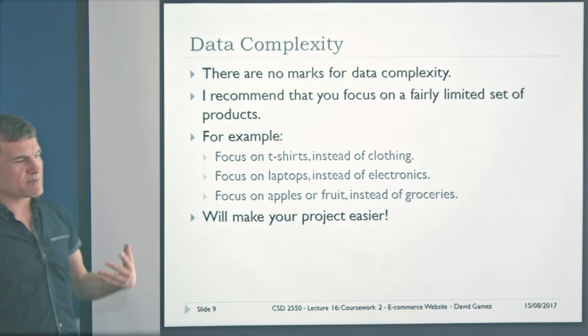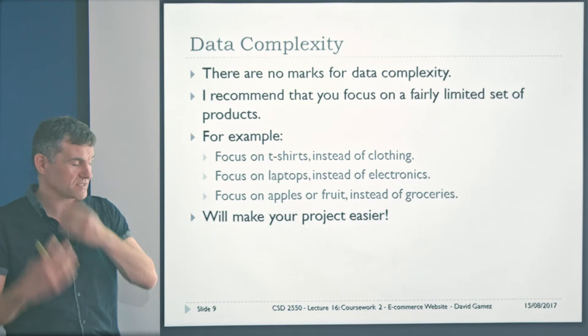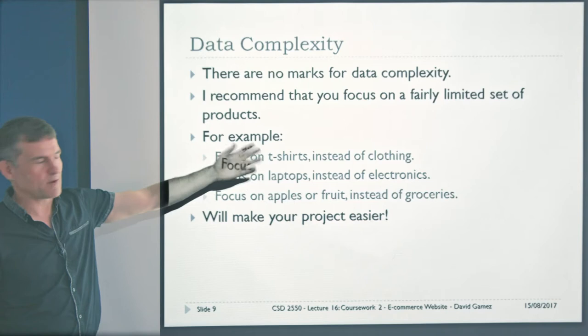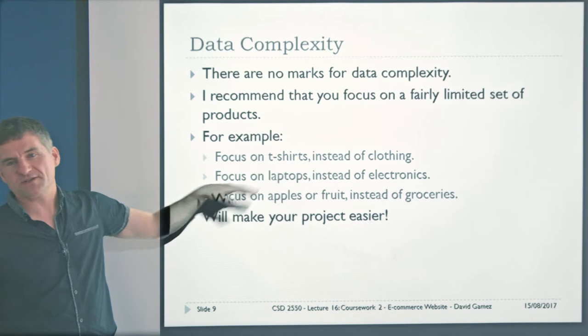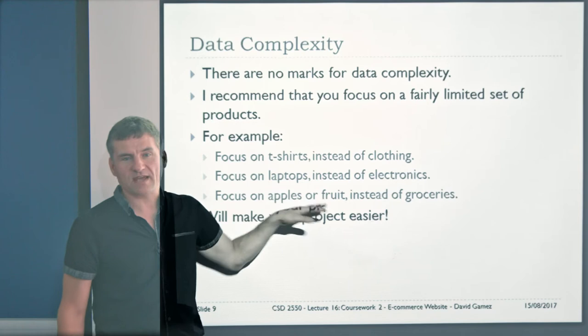So I recommend, to make your life easier, that you focus on a fairly limited set of products. So instead of trying to build some kind of super complex clothing store with like trousers, shirts, skirts, dresses, hats, ties, so on and so forth, maybe just have a t-shirt website instead. Again, instead of all the sort of multifarious types of electronics, maybe just focus on a laptop store or a phone store, something like that. And instead of having groceries with like meat, fish, potatoes, lots of categories, really complicated, maybe just focus on apples or fruit.